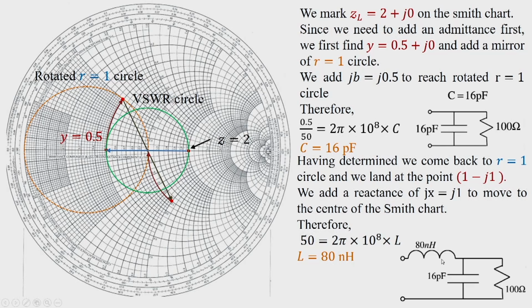And therefore, we have found both the elements of the L section matching network. The capacitor value is 16 picofarad and the inductor value is 80 nanohenry. And these values can also be verified using the analytical formulation which was described previously.